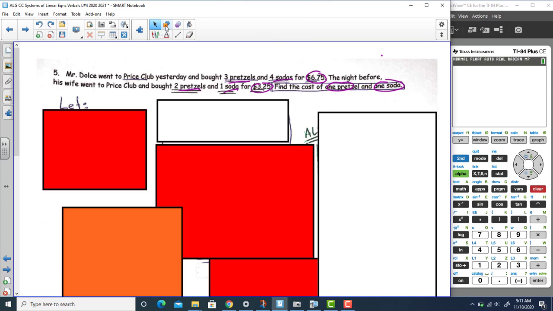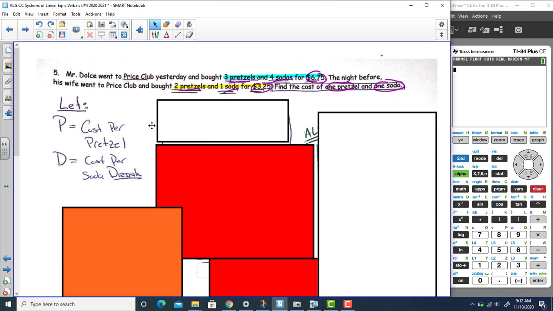You should pause the video and see if you can come up with the 2 equations described in the word problem above, Mr. Dulce and his wife's purchases at Costco. And then you should see if you can set up an appropriate system and solve correctly. If you pause the video, ladies and gentlemen, my hope is that you have a let statement similar to mine. You may have used X and Y, but I chose to call the cost of a pretzel P, and I called the cost of a soda D.